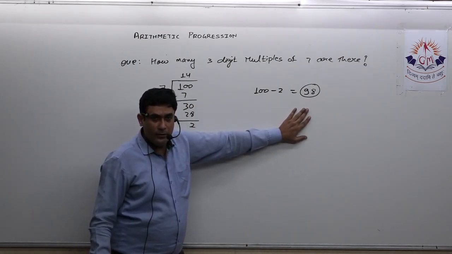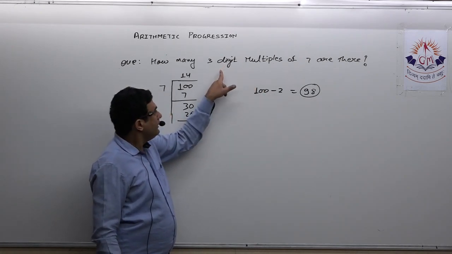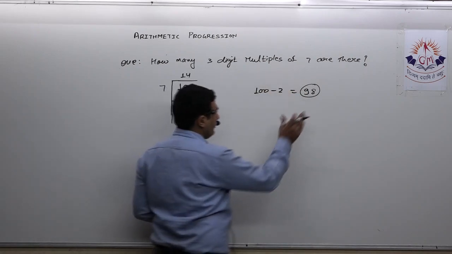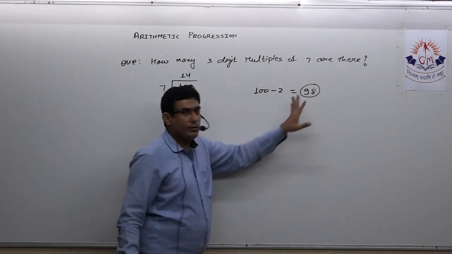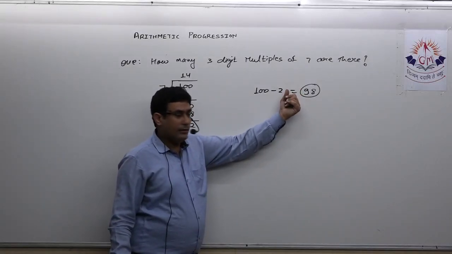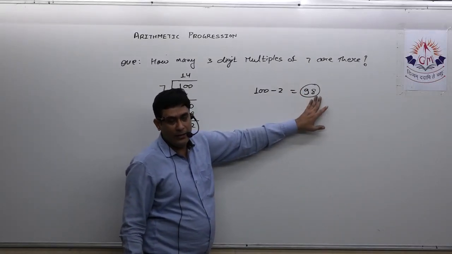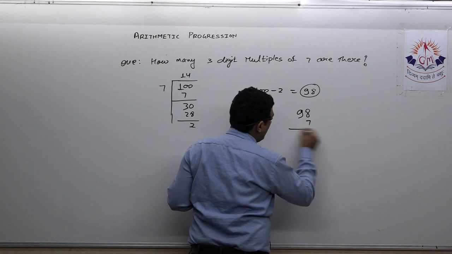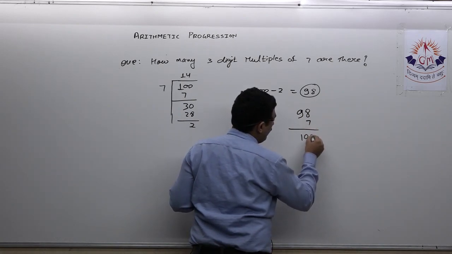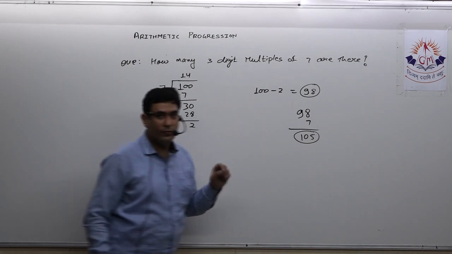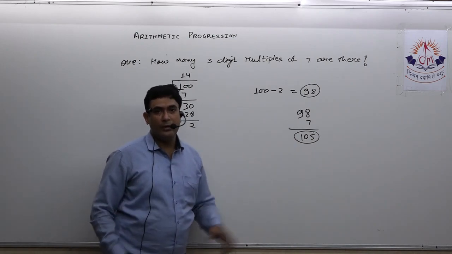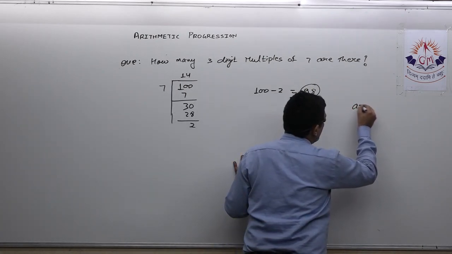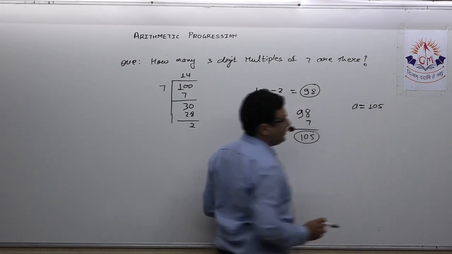But it is not a 3-digit number, and what we need is 3-digit multiples of 7. So this is a multiple of 7, but it is not 3-digit. But definitely, if I add 7 to this, I will get the next number which is a multiple of 7. So when I add 98 plus 7, what I will get? 105. So I can say 105 is the first 3-digit number which is a multiple of 7. So this gives me a, that means the first number in the sequence or the series.